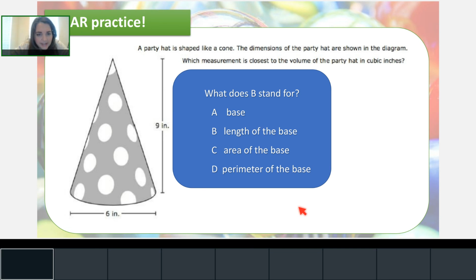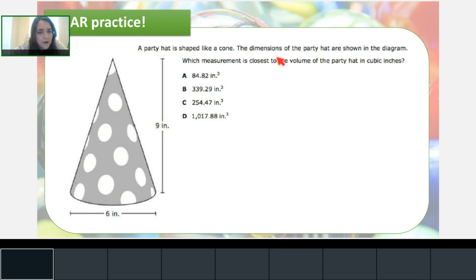Let's move on to the next question. A party hat is shaped like a cone. The dimensions of the party hat are shown in the diagram. Which measurement is the closest to the volume of the party hat in cubic inches? Oh no, they're going to actually make us do the formula. We can handle that though, can't we? We can handle the formula. So get out your calculator. I'm going to have out mine. And by the way, guys, if we move too fast at any point, feel free to stop the tape and go over and take your time and do what you have to do.